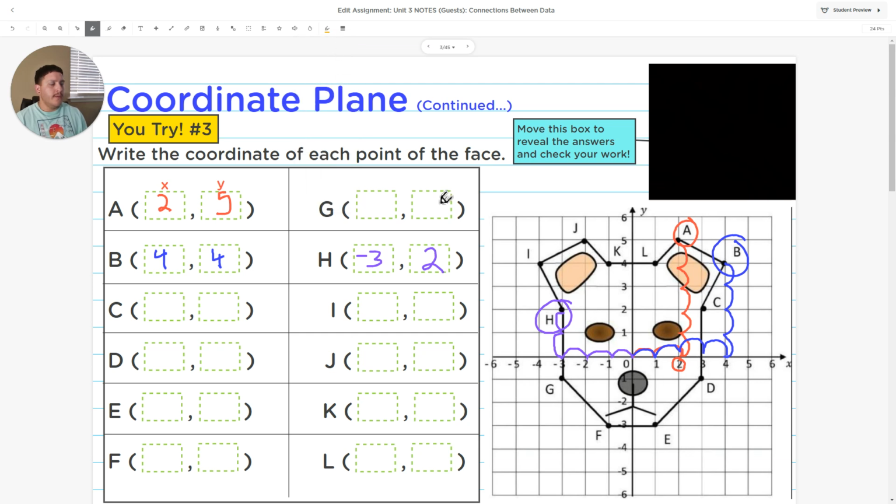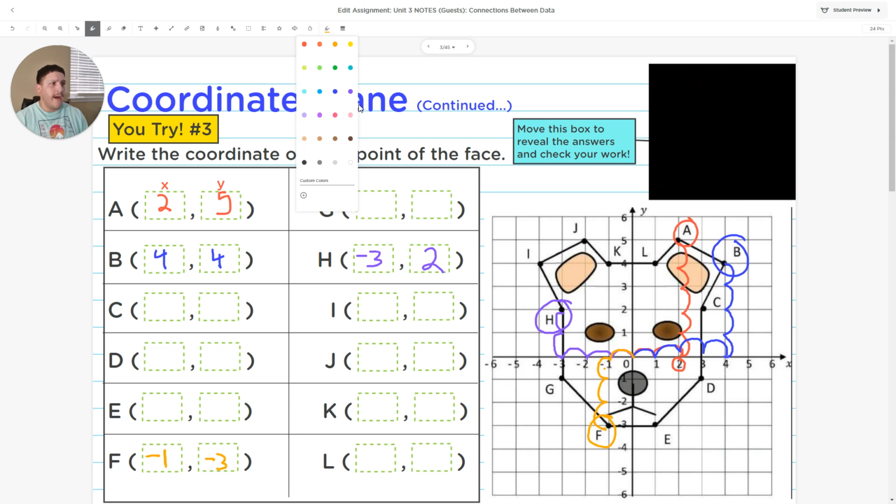Okay, doing one for letter F. I have to go to the left 1, in the negative side. So for F, that's negative 1. And then I have to go down 1, 2, 3. So the point for F is negative 1, negative 3.